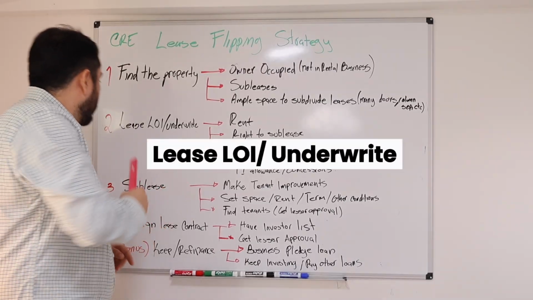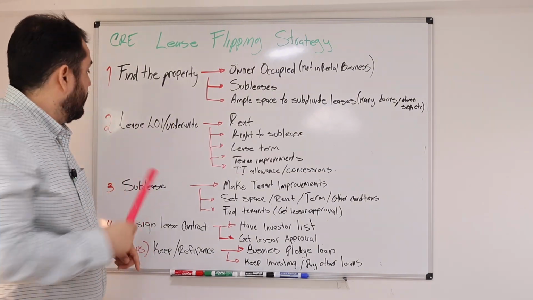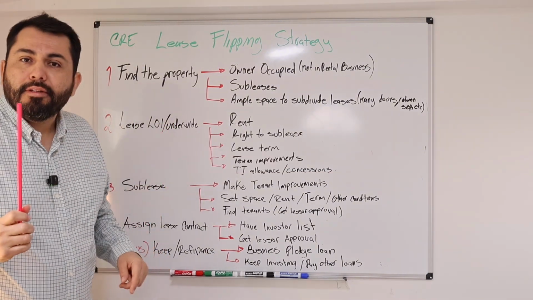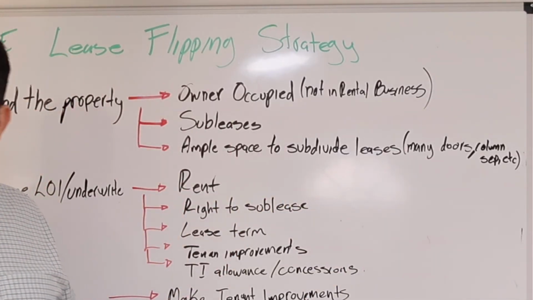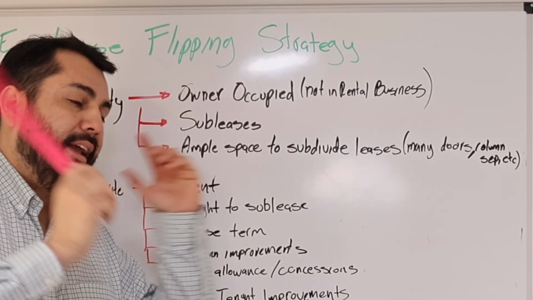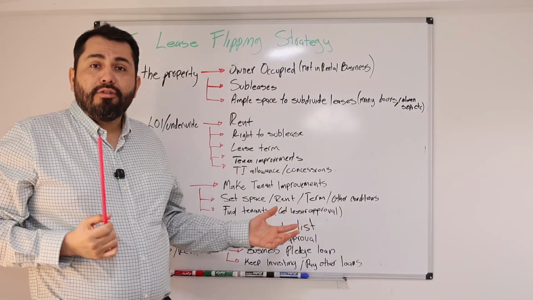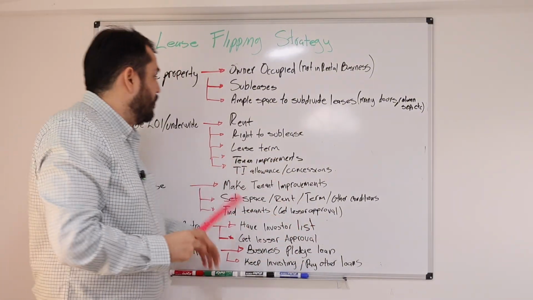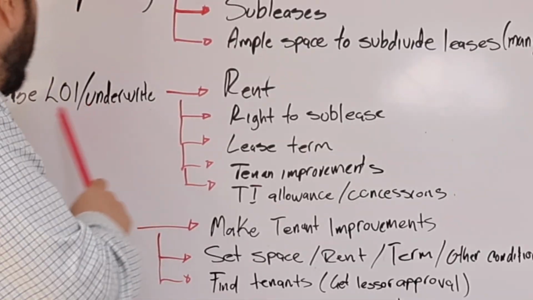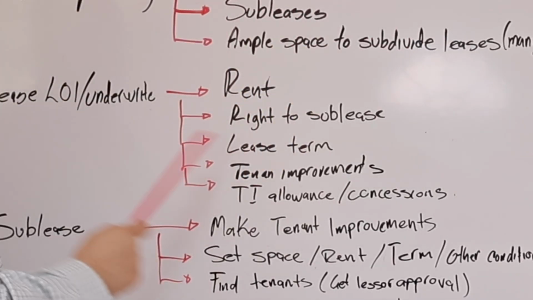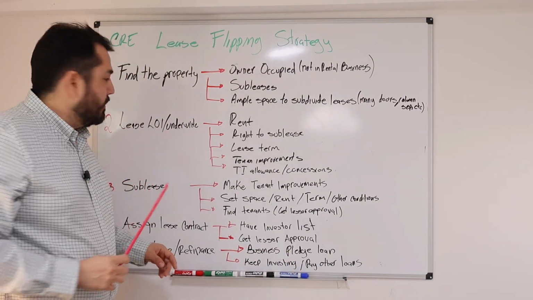Step number 2, you make the lease LOI, letter of intent, and you underwrite the property. Once you have all this information that you can get from CoStar, or maybe you can go to the site and take a tour, you get some information, but you are still missing more information about the rents, the leases, the terms. So once you have all this information, your commercial real estate agent will write a letter of intent.